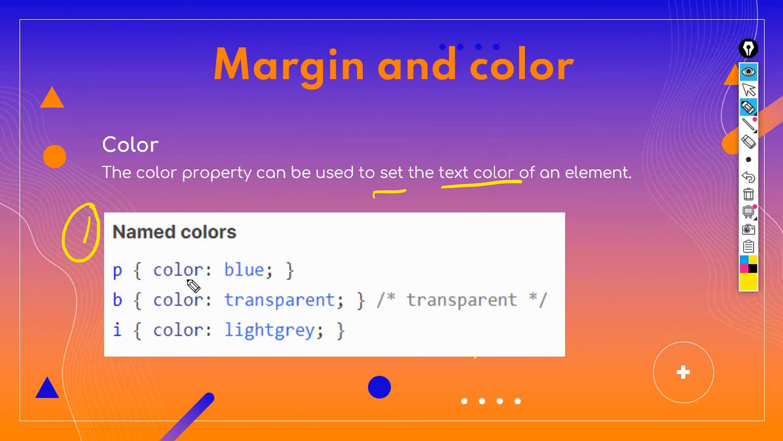So there are scores of different names. The most common English names for colors are all supported, like blue, yellow, red, and others. One of the more interesting is transparent, which will make the text invisible.